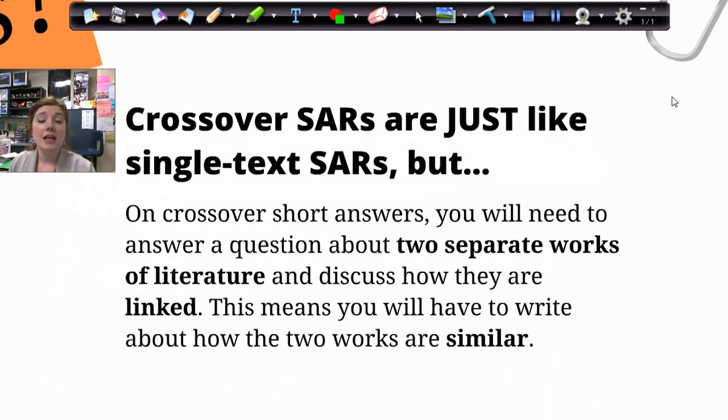It works exactly like an ACE, except instead of just one text that you are selecting a quote from, you have two. And your job is to connect them.